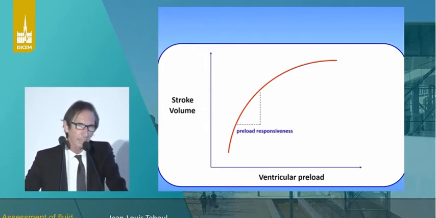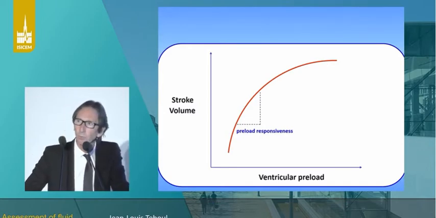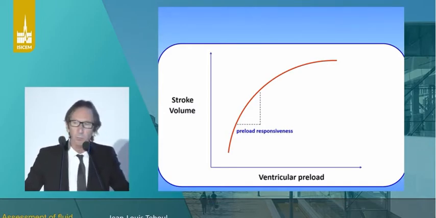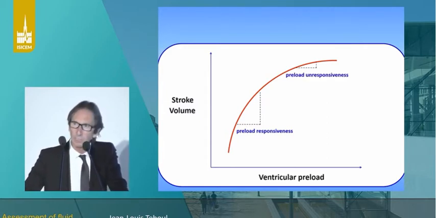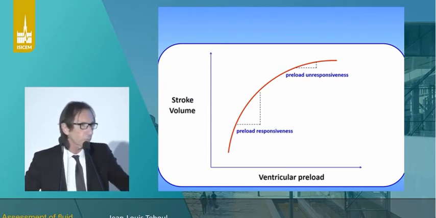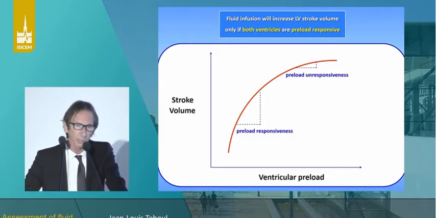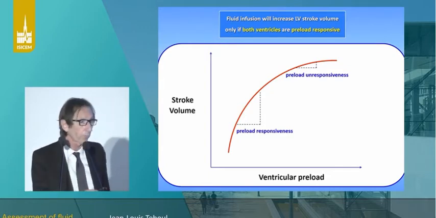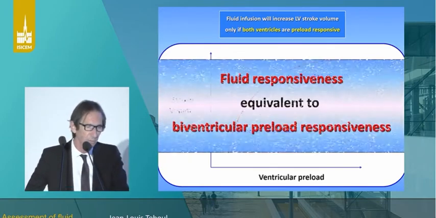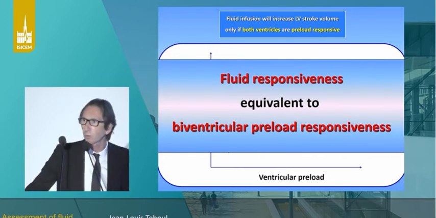And I like to define preload responsiveness as a condition where if you increase preload, for example, by giving fluids, you can also increase the stroke volume. And preload unresponsiveness: you increase preload, but you do not increase the stroke volume. And of course, fluid infusion will increase the left ventricular stroke volume only if both ventricles are preload responsive. And therefore, I can say that fluid responsiveness, which is a clinical concept, is equivalent to biventricular preload responsiveness.